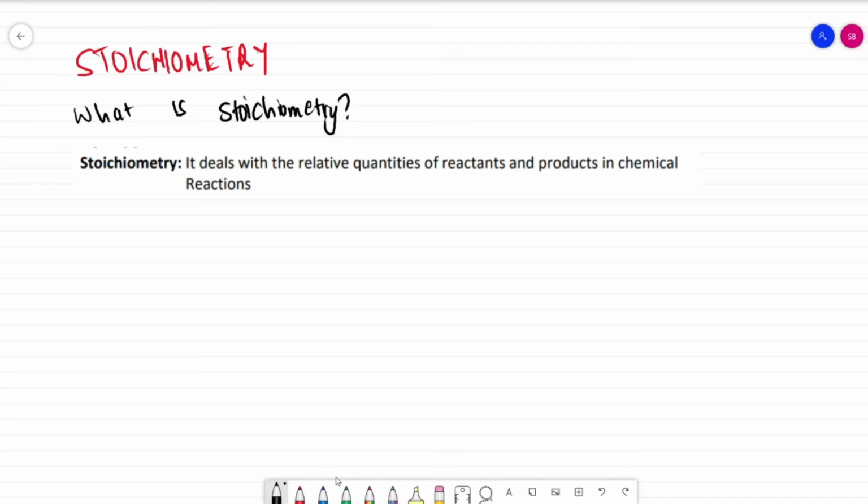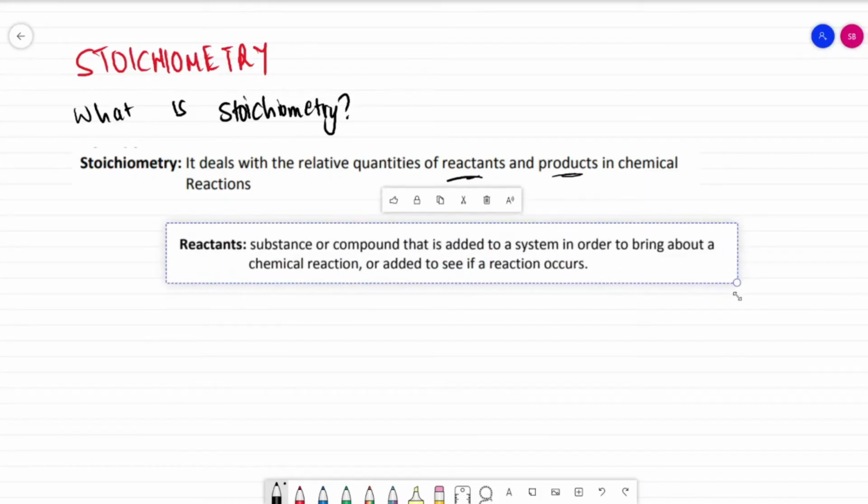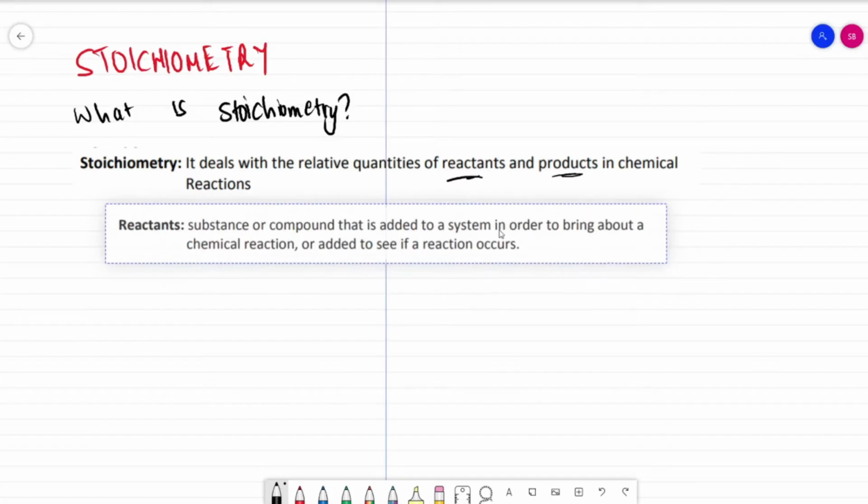Now, in this definition, we have two keywords right here. We have something called the reactants and we have something called the product. And we're supposed to know what is the meaning of these reactants and what is the meaning of these products. So I'm going to start off with the reactants. I'm going to quickly show you the definition of a reactant. So here is the definition of reactants.